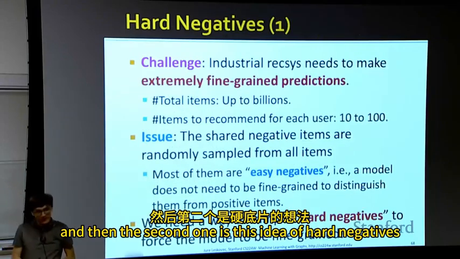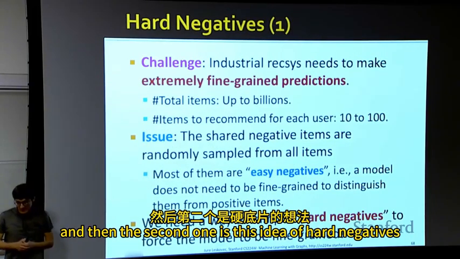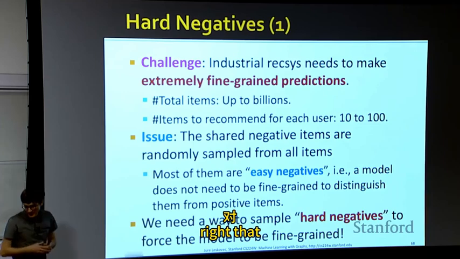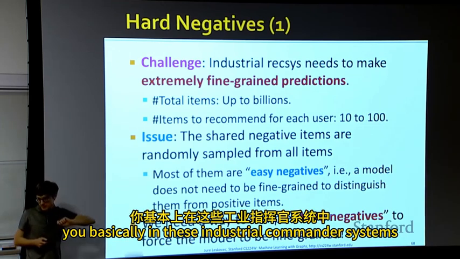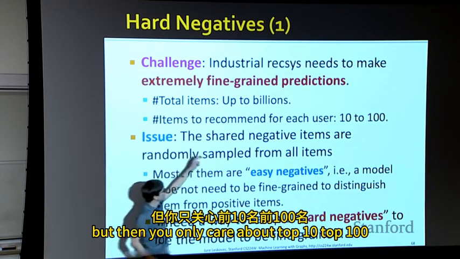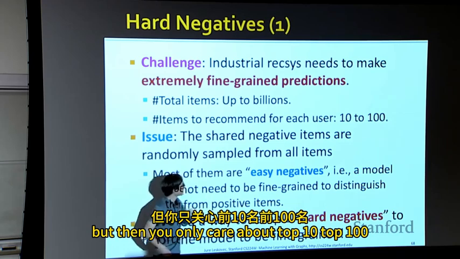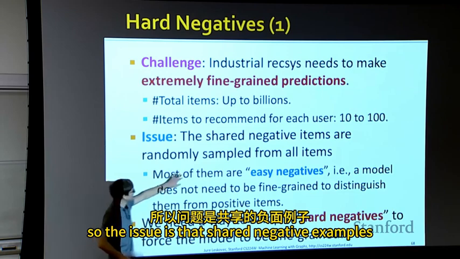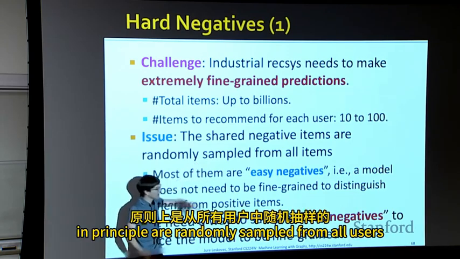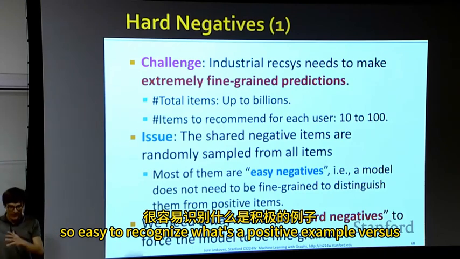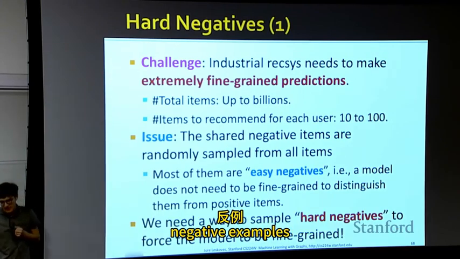And then the second one is this idea of hard negatives. And this goes to the questions I was getting earlier, right? In these industrial recommender systems, you need to make these extremely fine-grained predictions. You have billions of items, but then you only care about the top 10, top 100. So the issue is that shared negative examples, in principle, are randomly sampled from all users. So most of them are kind of easy negatives. It's so easy to recognize what's a positive example versus a negative example.